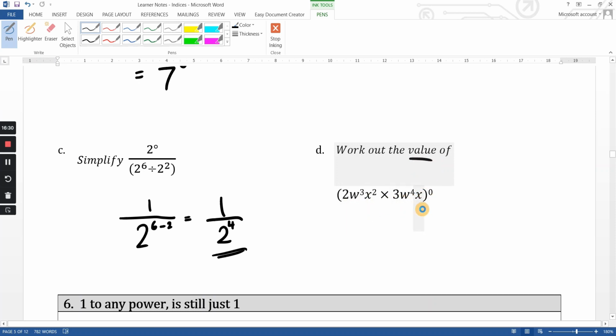And then part D, work out the value of this. Wow. So, don't let this put you off again. Don't try and work this out and try and simplify the thing in the brackets first. You've got power 0 on the outside. Doesn't matter what's in the brackets, your answer is still going to be 1. So don't waste your time trying to solve this or simplify inside the brackets. It's just a waste of time. If you've got power 0 on the outside, just write 1 for your answer.